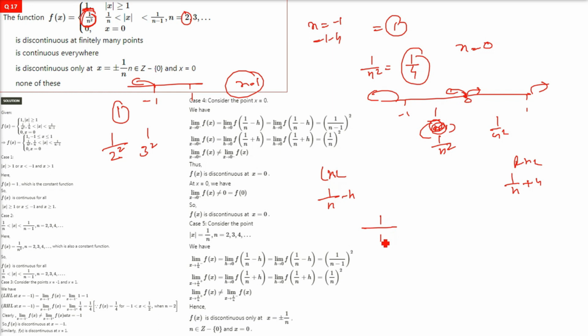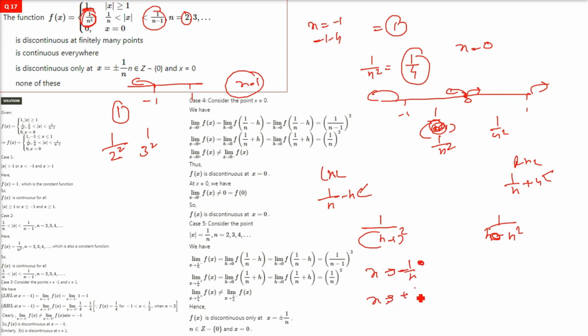But because of this, mod x is between 1 by n and 1 by n minus 1, and you have to use the function 1 by n square. It will be 1 by n minus 1 whole square and 1 by n square. One time you have to use 1 by n minus 1, one time you have to use 1 by n. Okay. So when you see that they are not equal, at x equals to 0, it is discontinuous.